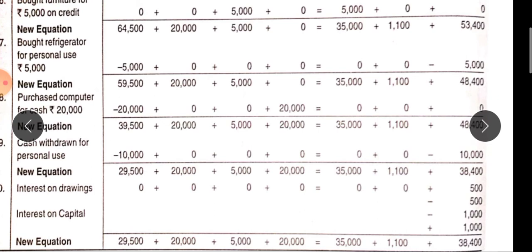Bought a refrigerator for personal use. Now personal use, it's a drawing, so it will reduce cash and capital. We will not record the refrigerator purchased in the books of business. It will be recorded as withdrawal of money for personal use. Okay, so cash will reduce by 5,000 rupees and capital will reduce by 5,000 rupees. So cash will reduce to 59,500 and capital from 53,400 minus 5,000 will be now 48,400 rupees.